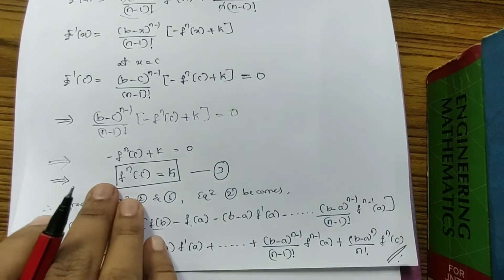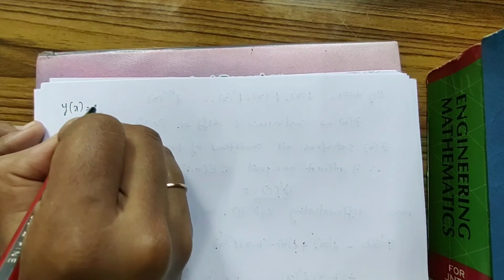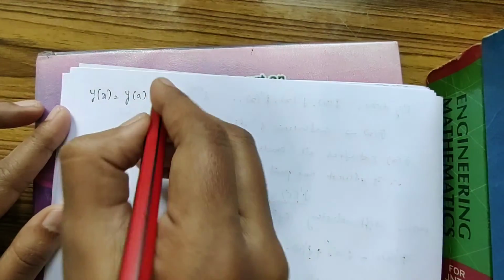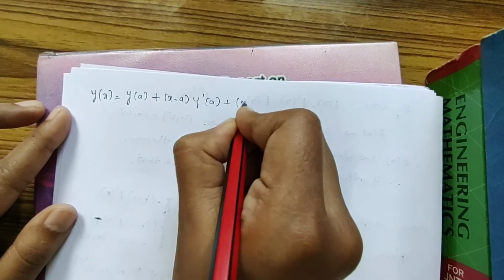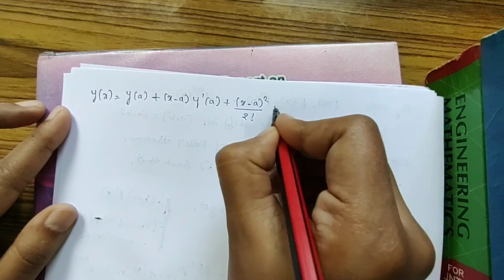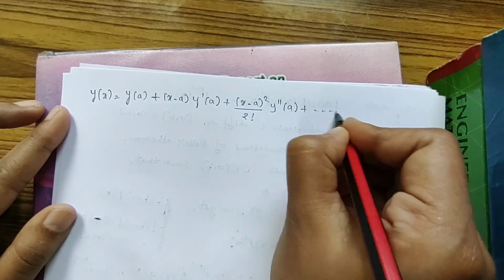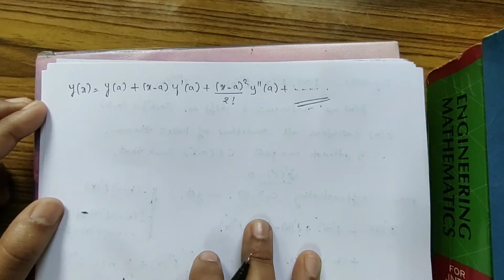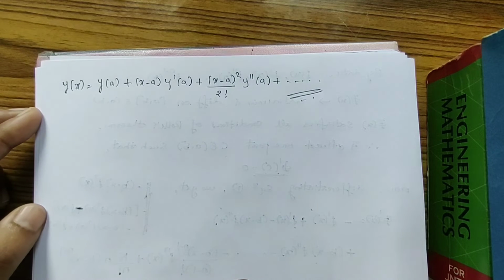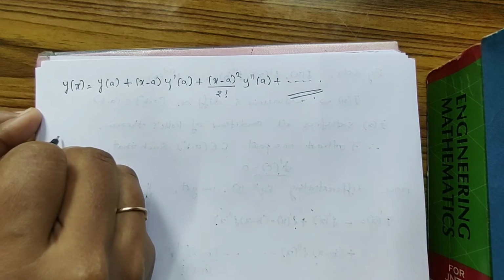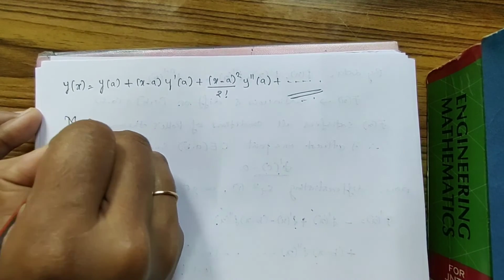Generally we use the Taylor's expansion as y of x is equal to y of a plus x minus a into y dash of a plus x minus a whole square by 2 factorial into y double dash of a plus and so on. So this is the Taylor's expansion. This Taylor's expansion will convert to Maclaurin's expansion when it passes through the origin. That means the value of a is equal to 0.